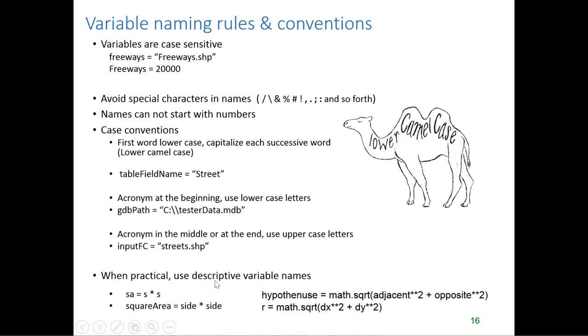When practical, use descriptive variable names. But it's not always practical to use the whole name. It's practical to use side instead of S, because side is a little bit more informative than asking what does S stand for. And SA equals side times side is more clear than SA equals S times S. The star means multiplication.